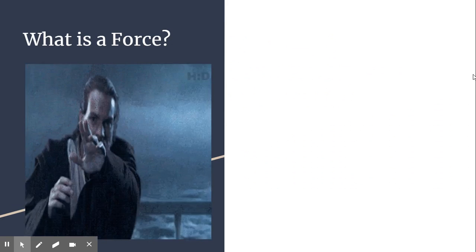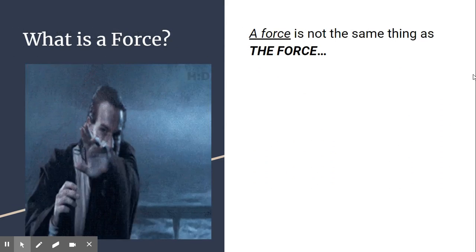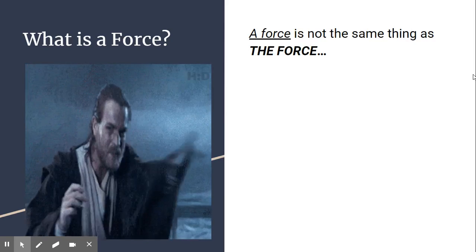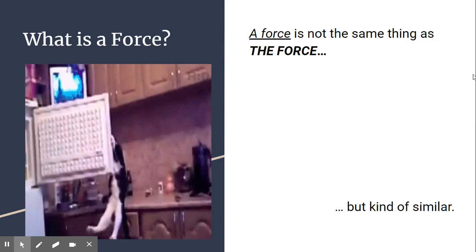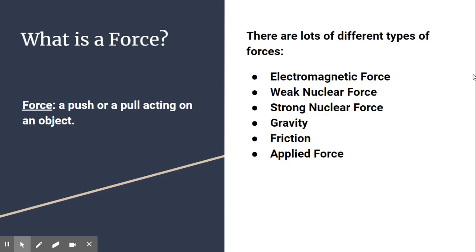Many of you might think of Star Wars. A force is not the same thing as the Force, but they act in kind of similar ways. A force is easiest to think of as a push or a pull acting on an object. That would be a wonderful definition for you to write down in your notebook. A force is a push or a pull that acts on an object.